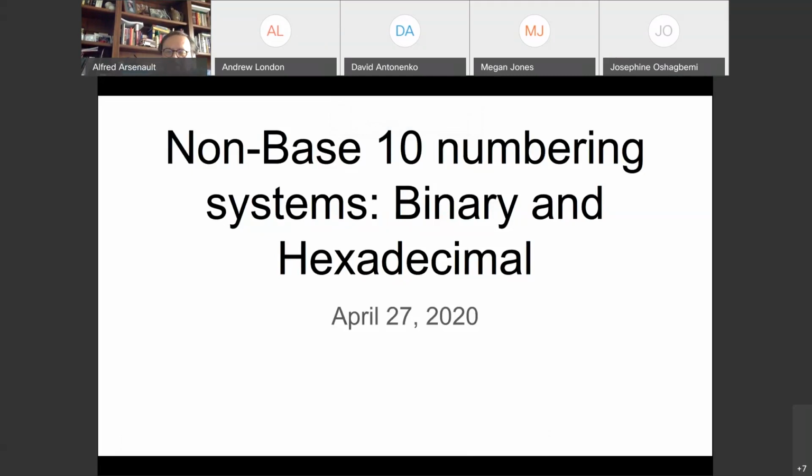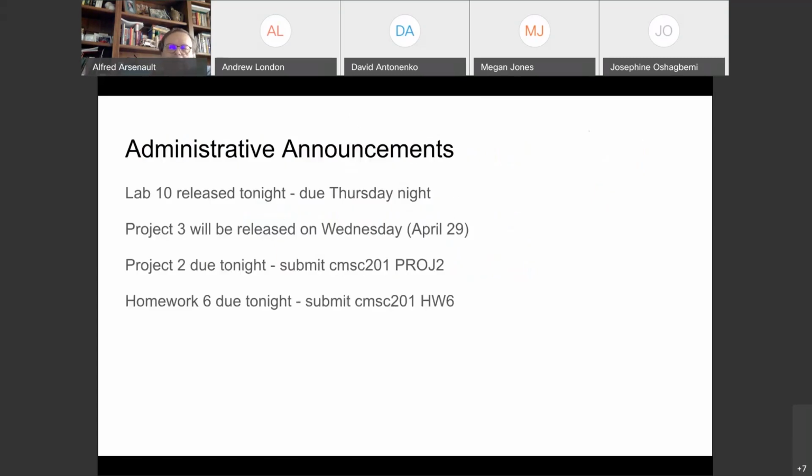Today, after the detour last week into some useful applications of Python, we're going to go into a more computer science week. These last 2 weeks we'll be talking about some fairly interesting technologies about how computers work and solve problems. Today's topic is non-base 10 numbering systems: binary, which is base 2, and hexadecimal, which is base 16.